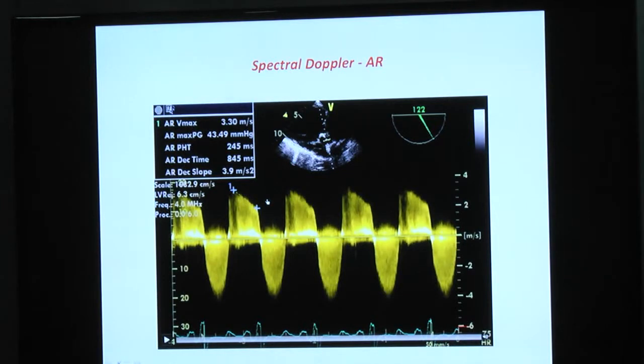Pressure half time is actually the time taken for the LV pressure to fall by half. So if the regurgitation takes a shorter time, that means the shorter the time, the more severe the AR jet is. If it's less than 200 milliseconds, then it is severe. If it's more than 500 milliseconds, if it's taking a long time, then definitely it is milder. That's how you quantify this.